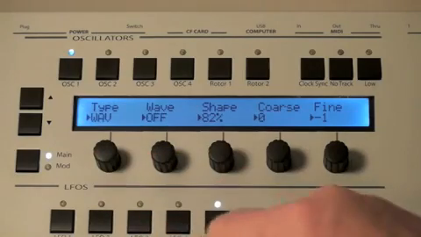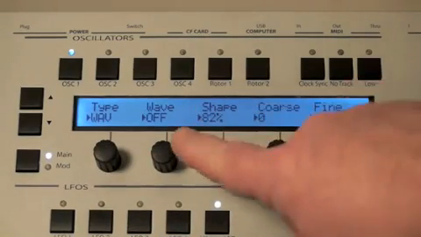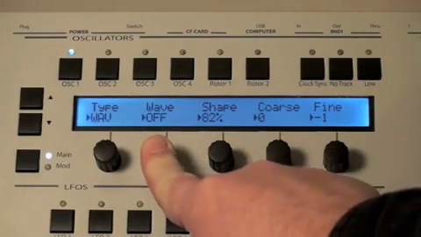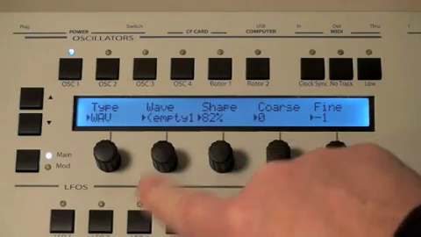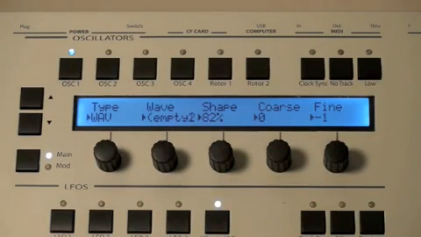Next type is wave or sample playback oscillator, and this comes with empty locations, although we have some test samples in there for now. When you get it as a user, you will be loading your own samples over the USB port.